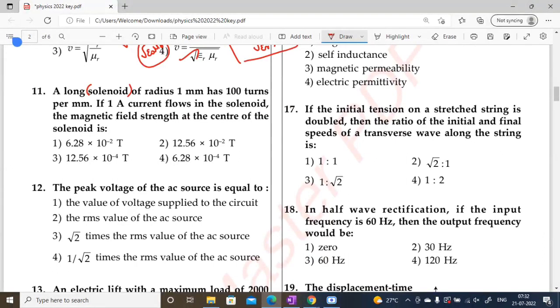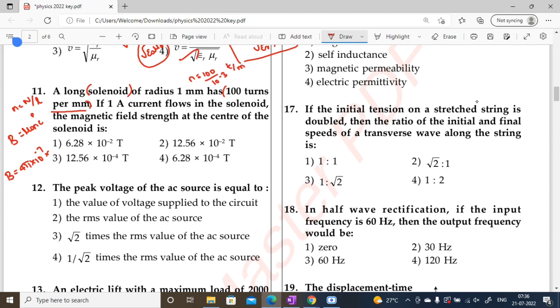A long solenoid of radius 1 mm has 100 turns per mm. So 100 turns per mm. Kindly understand this fact here. 100 turns per mm, which means they are trying to give the number density directly. So when I change that mm into meter, that will be 10 power minus 3, into turns per meter now, right?